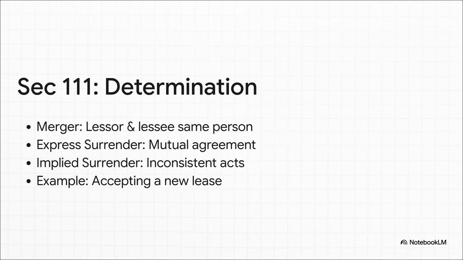Continuing our strict breakdown of Section 111. Number 3, by merger, Section 111D, which is when the lessor and lessee become the same person. Number 4, by express surrender, Section 111E, which is a mutual agreement to end the lease. Number 5, by implied surrender, Section 111F, which is conduct inconsistent with continuation. An example of this is accepting a new lease.